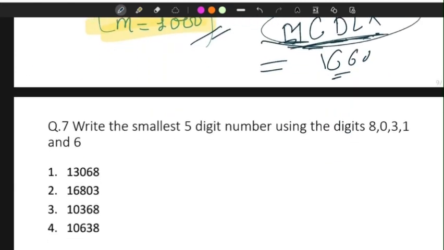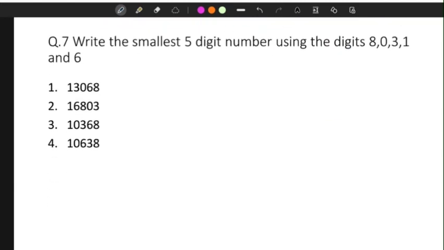Okay, so moving on to the next question. Write the smallest 5-digit number using 8, 0, 3, 1 and 6. These are the 5 digits that they have mentioned here, and using these 5 digits you have to write the smallest number possible.